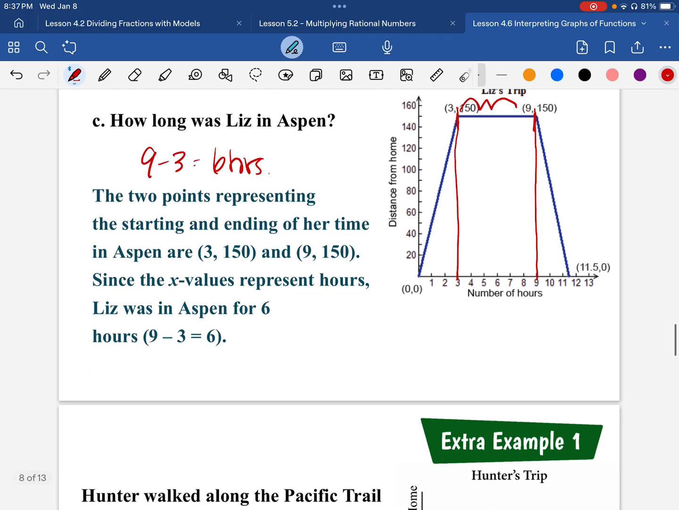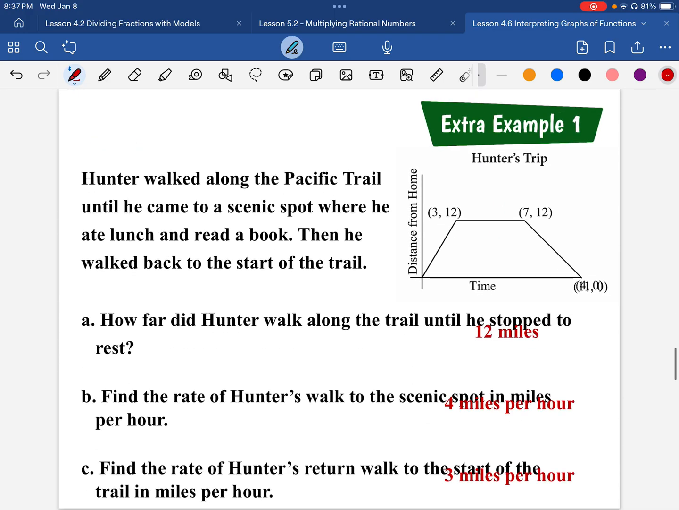Okay, let's look at one more example, just interpreting some things. Hunter walked along the Pacific Trail until he came to a scenic spot where he ate lunch and read a book. Then he walked back to the start of the trail. So he started here. He walked distance from home. It took him 3 hours to walk 12 miles. And then he read a book. So this is his time for reading. And then he walked home.